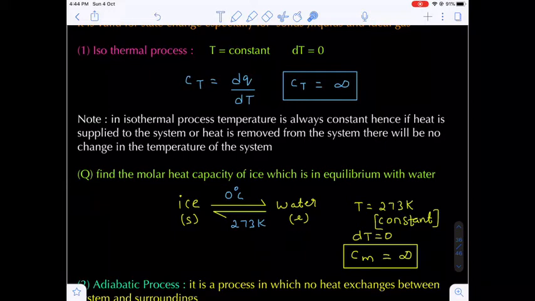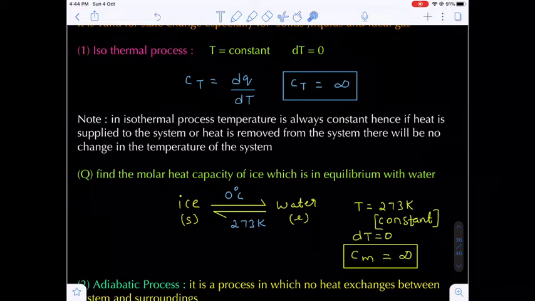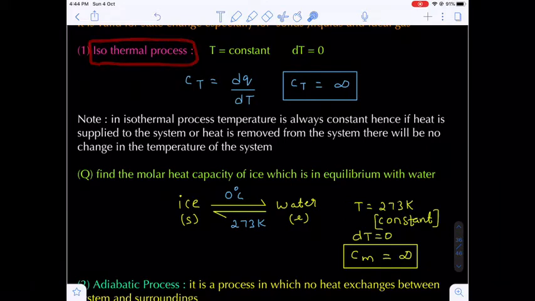This is a very important statement. Isothermal process is that process in which the temperature remains constant. If you remove the heat from the system, or if you add the heat to the system, there will be no change in the temperature of the system. That's why the process is said to be isothermal process.